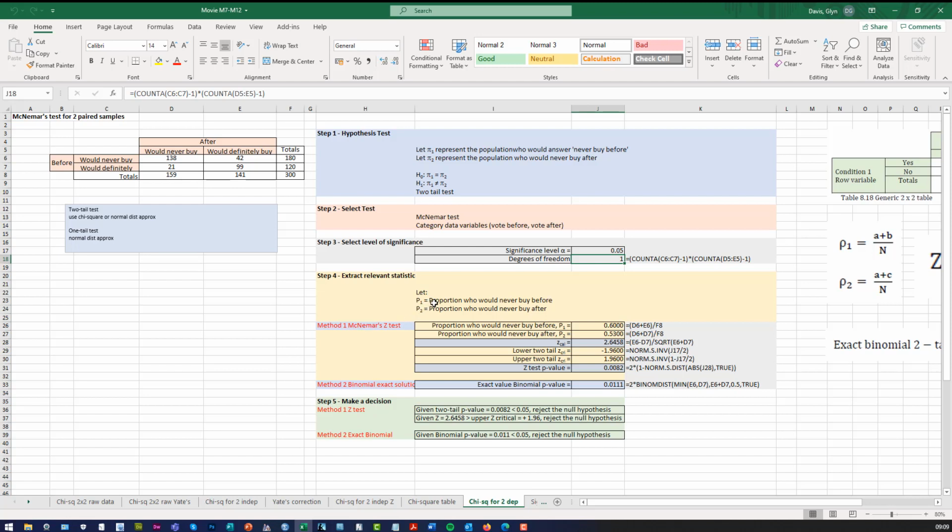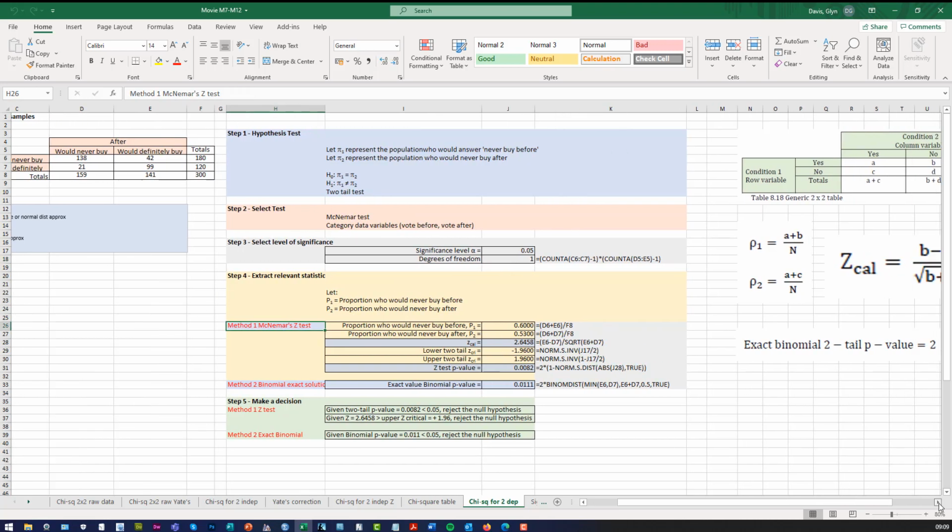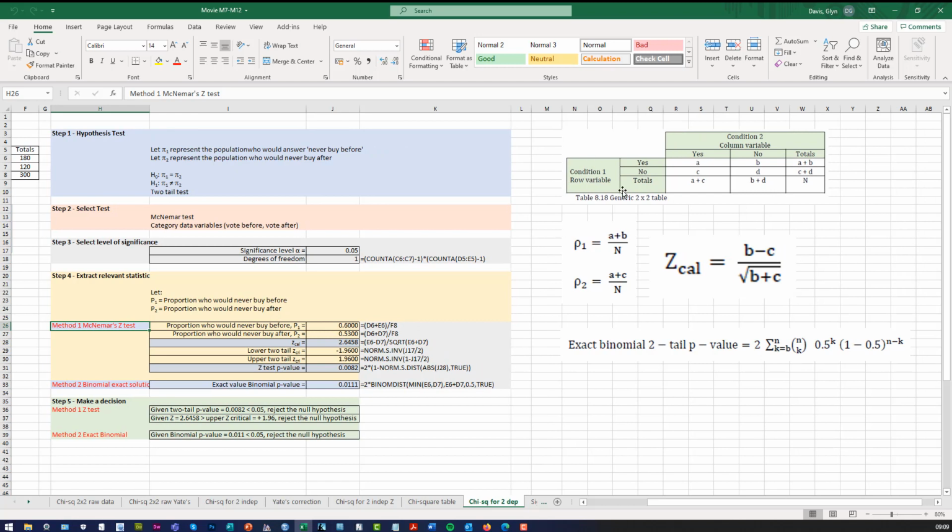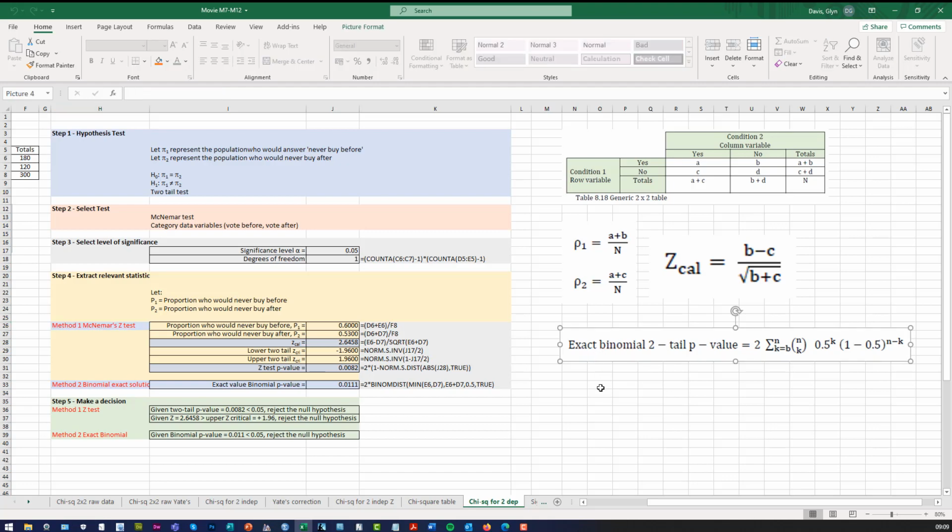So we put P1 as the proportion would never buy before. This is a sample. And P2 is the proportion would never buy after. Remember, this is a sample value. So first of all, we have the McNemar test, and you can see there's the generic situation. There's the McNemar test there, which is a standardized Z. There is a chi-squared variation of this as well, but we'll just use the Z equation there. And you've also got an exact binomial two-tailed solution as well.